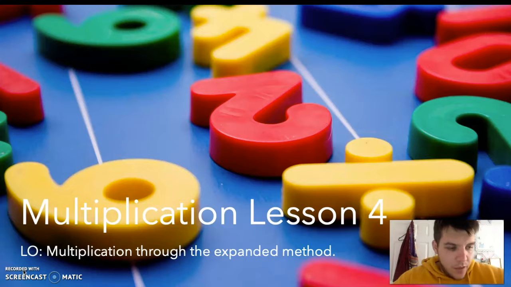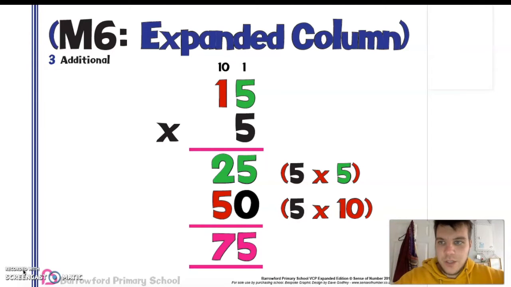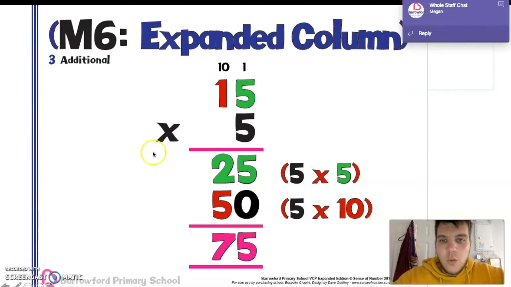So the expanded method is probably looking a little bit closer to what you may recognise, some of you may recognise from doing column multiplication. But the expanded method works a little bit like this. So we're setting it out in column as we have done with our addition and subtraction as well. Okay, but what we're doing is we're doing our partitioning as well at the top.